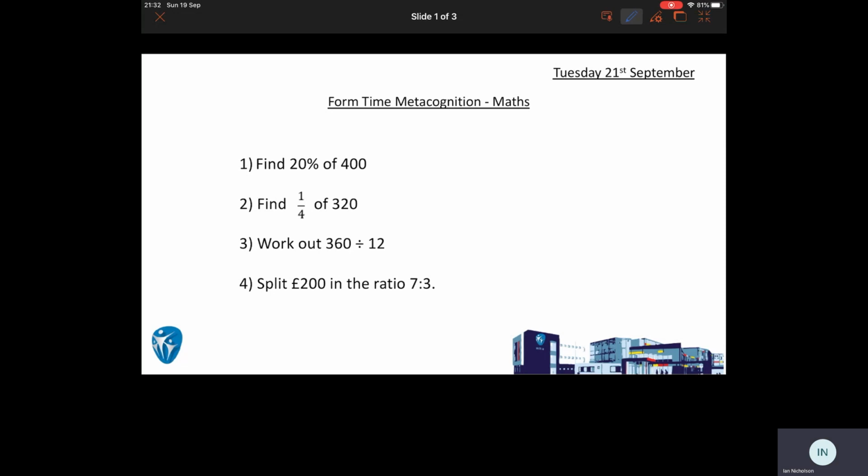Now, hopefully you've managed to work your way through them. So if we just quickly go through, the first one, you should have got 80. Find 10%, which is 40, and then we double it, which gives us 80. Next one, a quarter of 320. A quarter means divide by 4. So 320 divided by 4, and you get 80 again.